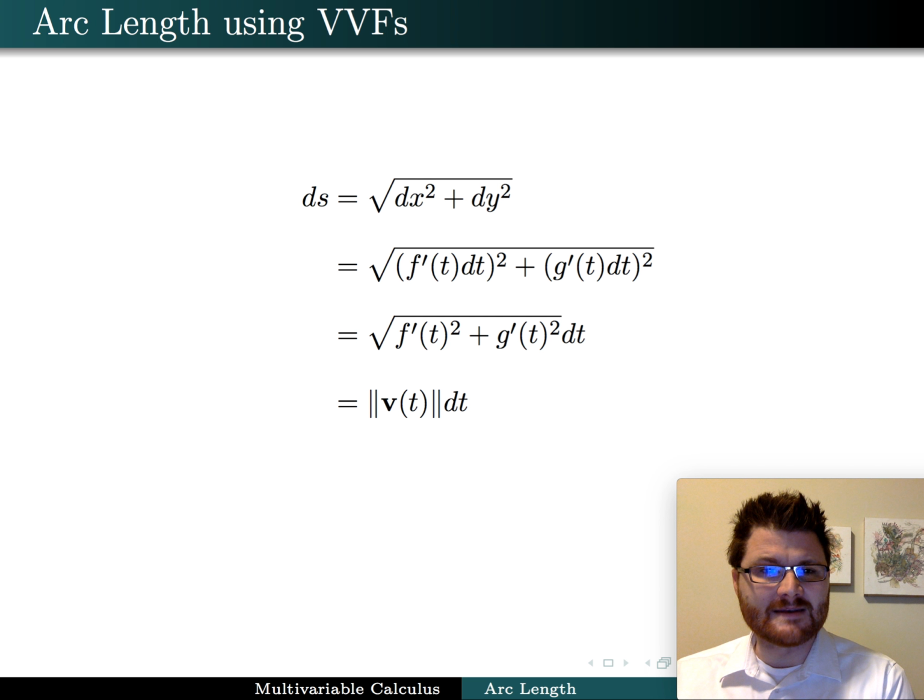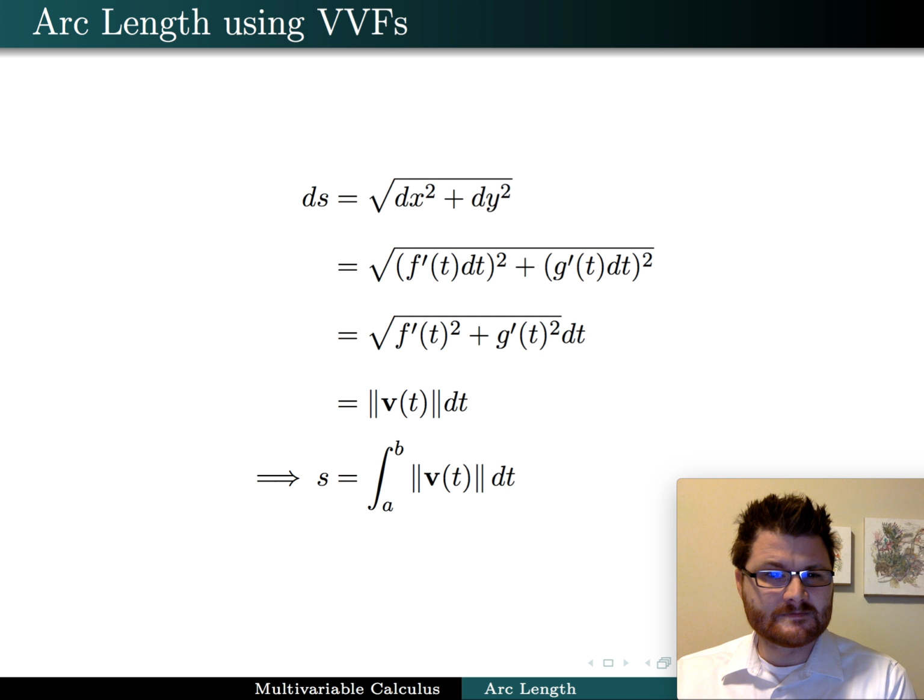And so if that's what ds is, then we can just integrate to find arc length s. And that is, from some t value a to some t value b, the length of the arc traced out by a vector valued function is just the definite integral of the speed, so the magnitude of the velocity, the magnitude of r prime.